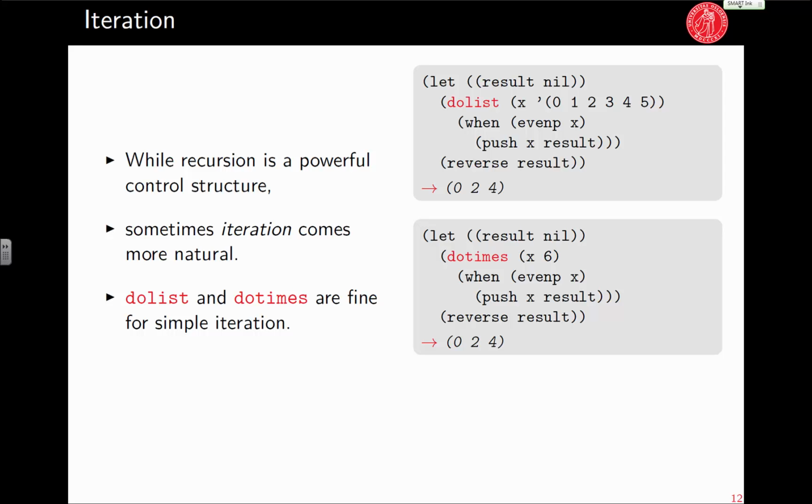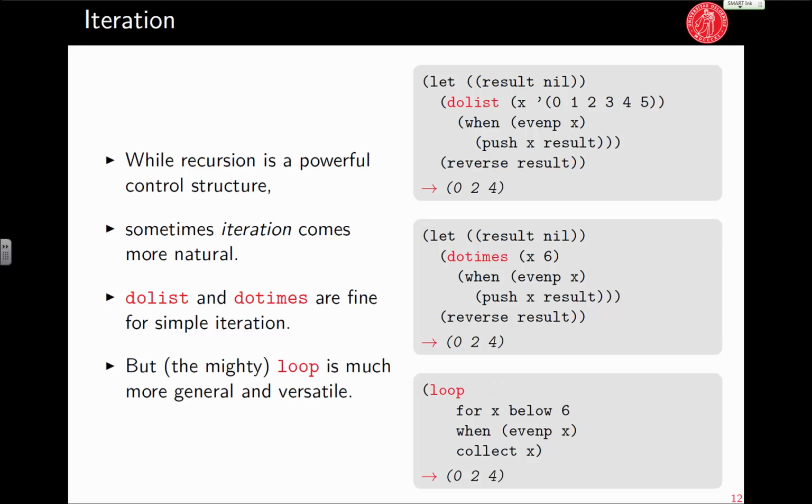At the end of the day, what I return, I reverse the list of numbers that I have collected so that they come in the same increasing sequence. It's not the main point here really. Do list and do times are okay for simple iteration. I have stopped using them.